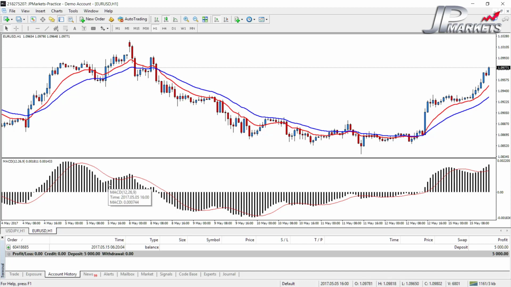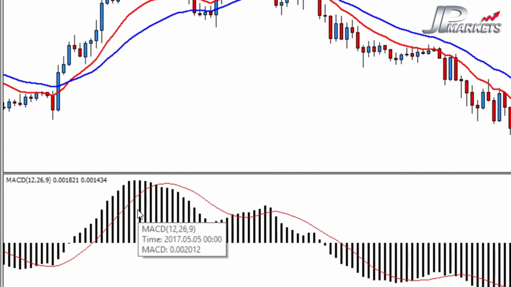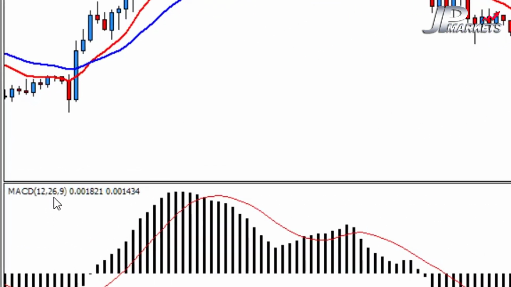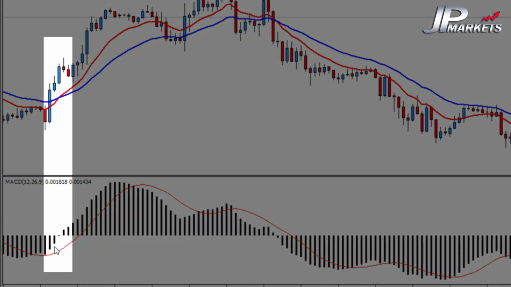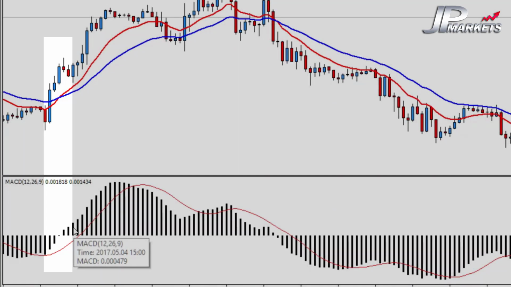MACD is something a lot of people like to show off because it looks very interesting and it looks difficult, but as soon as you know exactly how it works, it makes it a lot easier to understand. It is basically measuring the distance between a 12 and a 26 moving average. In this case, it's using exponential moving averages, and it's displaying the difference using these vertical bars. So you'll see that I've drawn in the 12 and the 26, and where they cross over, you'll see MACD also crosses over. It goes from negative to positive.